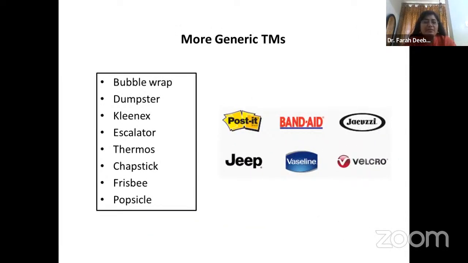So these are other examples of bubble wrap and Kleenex and escalator and all that, chapstick. These have become generic trademarks. So they have to rebrand their product because it is overused, and people have become used to calling something like that.